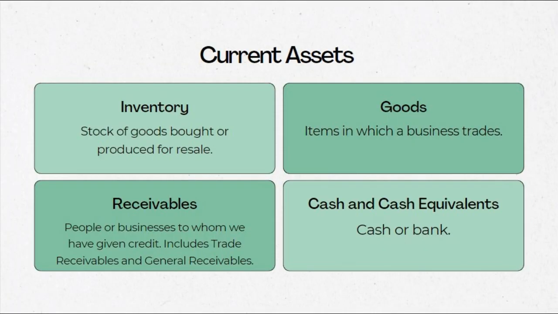So basically, the difference between non-current assets and the current assets is that non-current assets remain in the business for more than one financial year, whereas the current assets remain in the business for less than one financial year.